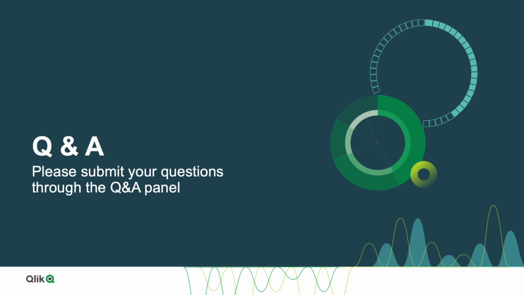Well, now it's time for Q&A. Please submit your questions to the Q&A panel on the left side of your ON24 console. All right, first question. Can you help me understand why, after applying a bookmark, my selections disappear?